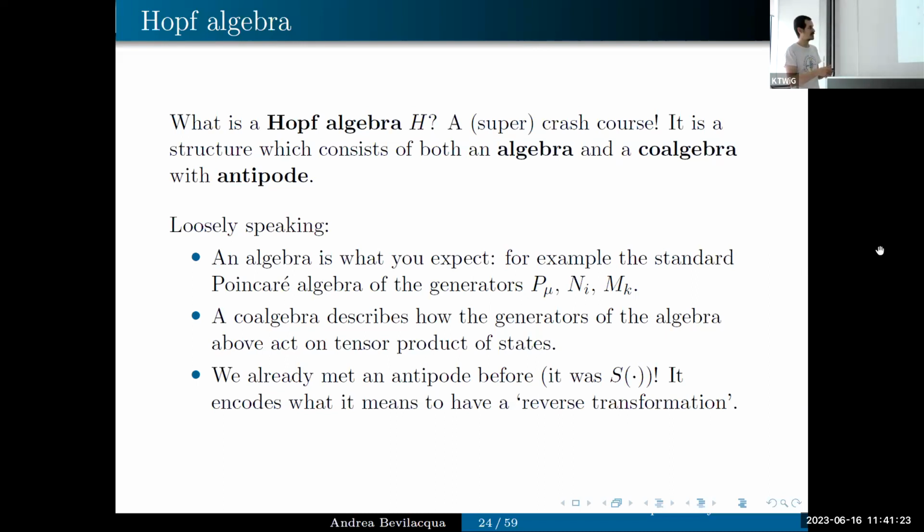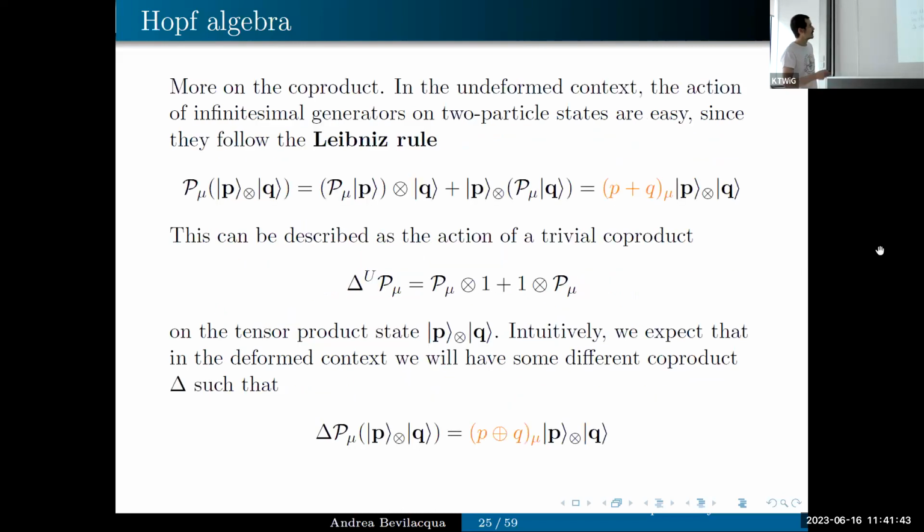Before we saw how P or N acts on a single particle state, but what about if we have two particles in a two-particle state? And the antipode, actually, we already met it. It was basically this S, and it encodes what it means to have a reverse transformation. Now we'll go a bit more in detail about this.